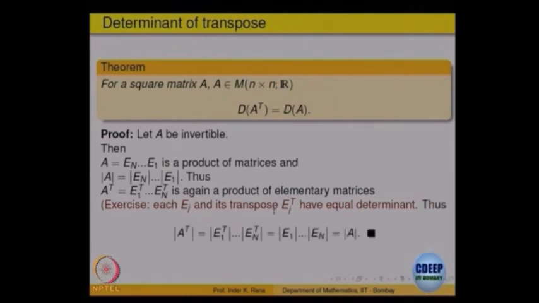Once that is guaranteed, what is A transpose? If A is E 1 into E 2 up to E n, what is A transpose? Transpose inverts the order of the things. So, A transpose is E n transpose multiplied by up to E 2 transpose multiplied by E 1 transpose. They are all again elementary matrices, so the determinant is a product of those determinants, and that is equal to this. So, the problem is reduced to elementary matrices again.